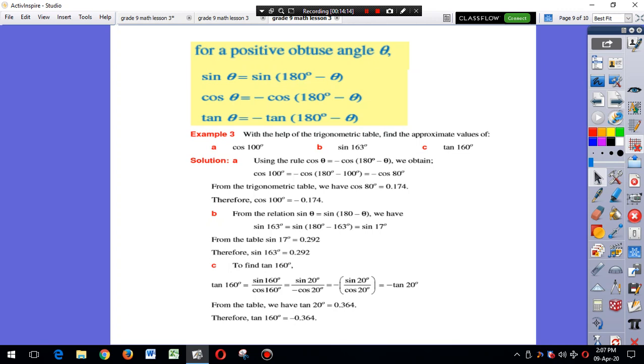To find tan 160 degrees, tan 160 degrees is the same as sine 160 degrees divided by cos 160 degrees, which is equal to sine 20 degrees over cos 20 degrees, because if the angle is obtuse, sine is positive but cos is negative. That's why we say here sine 20 degrees over the negative of cos 20 degrees. So positive divided by negative becomes negative. So negative sine 20 degrees over cos 20 degrees is equal to the negative of tan 20 degrees. From the table, we have tan 20 degrees equal to 0.364. Therefore, tan 160 degrees equals negative 0.364.